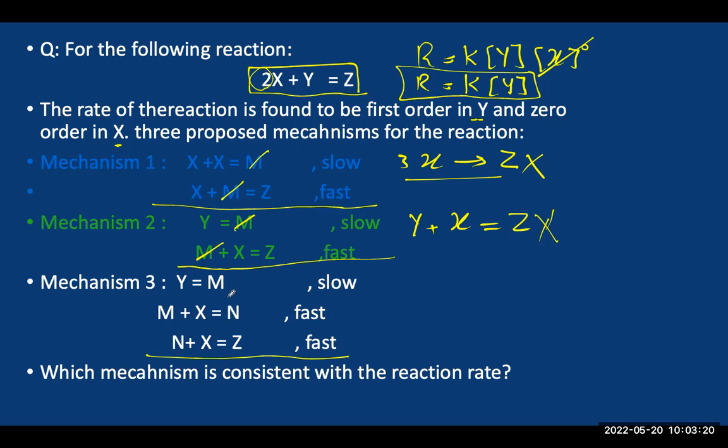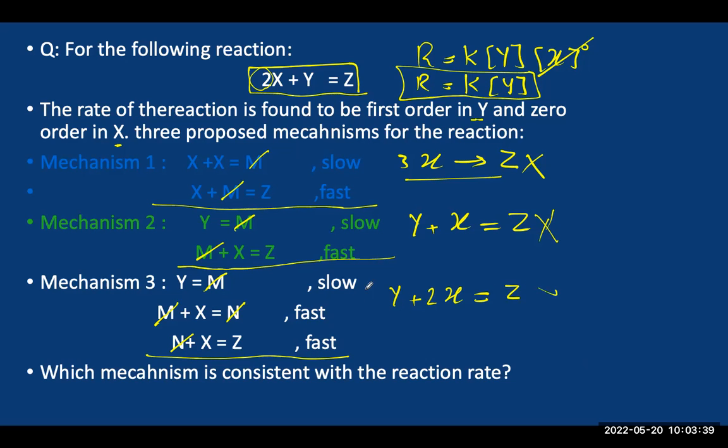Okay, I will try to add here. We have three steps. So M will be cancelled and N we can cancel. We have two intermediates here, N and M. So it will be Y plus X. We have 2X in the reactants, so it will be 2X plus Y equals Z. So this is the reaction here. Let's check. Yes, actually it's the same as the overall.